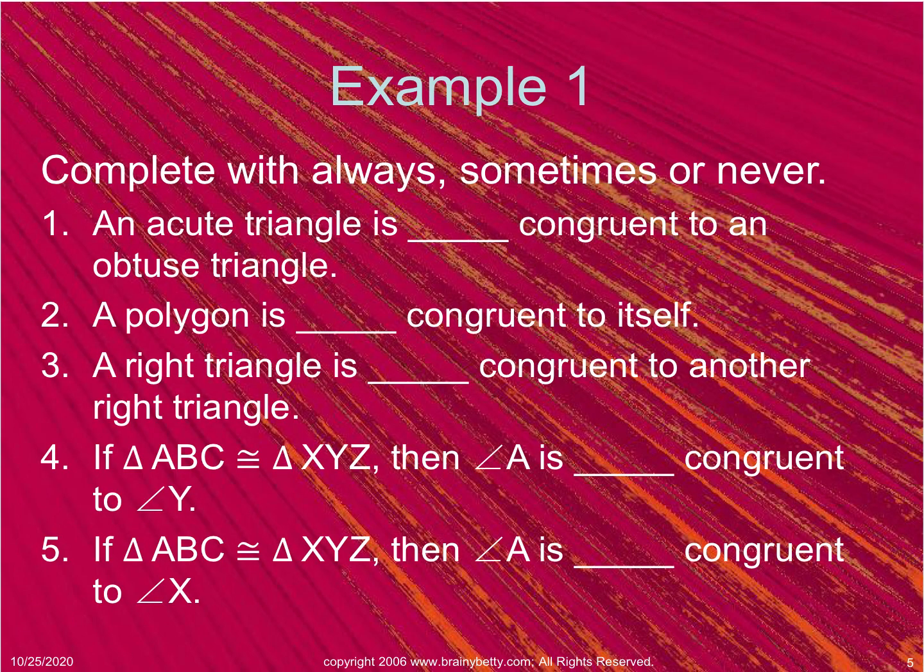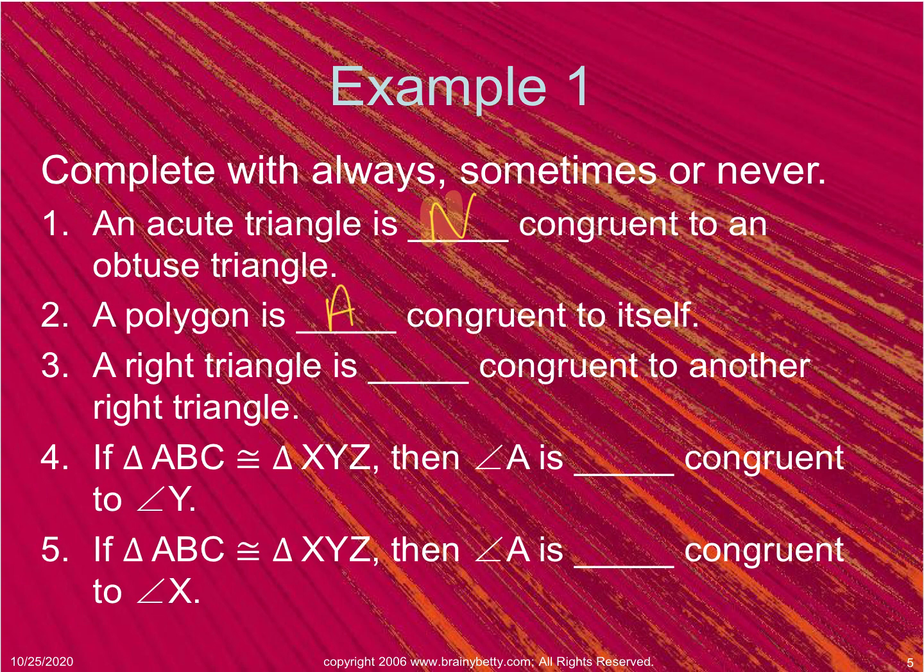All right, examples, we did some of these, but I want to clarify on a couple of them. So an acute triangle is blank congruent to an obtuse triangle. Is that true or false? Or always, sometimes, or never? All right, this one's going to be never. Let me get a pen. This one's never. A polygon is congruent to itself. Always.